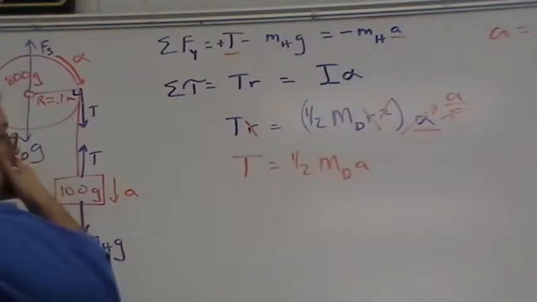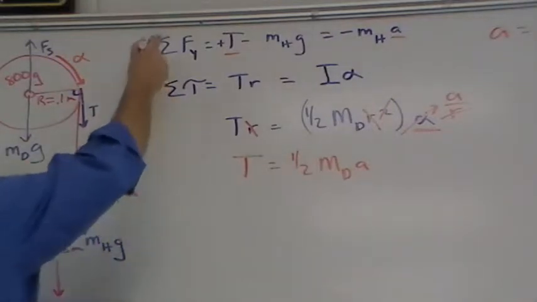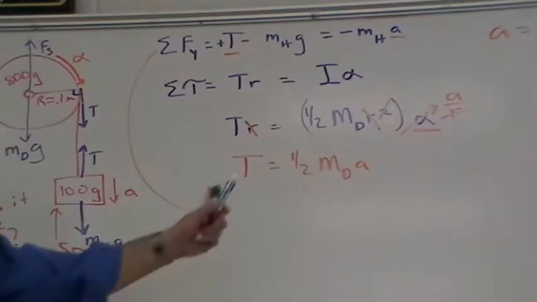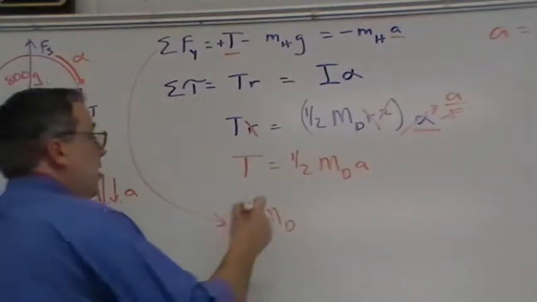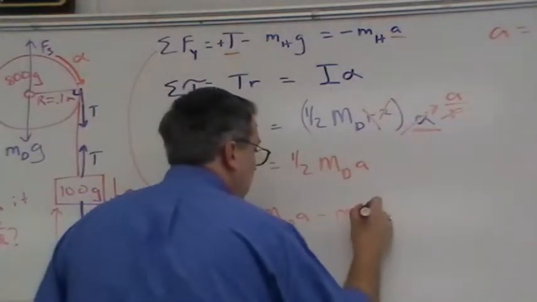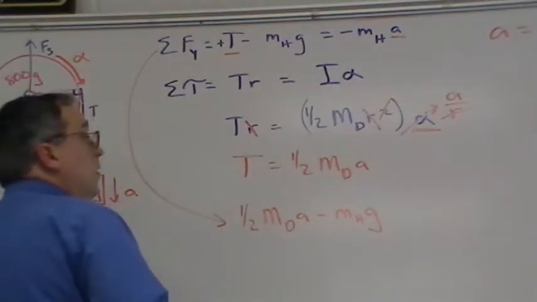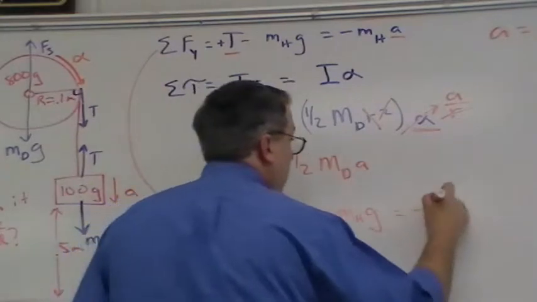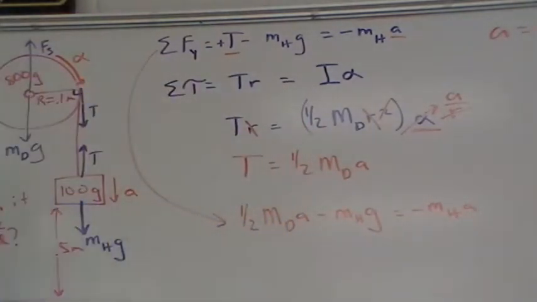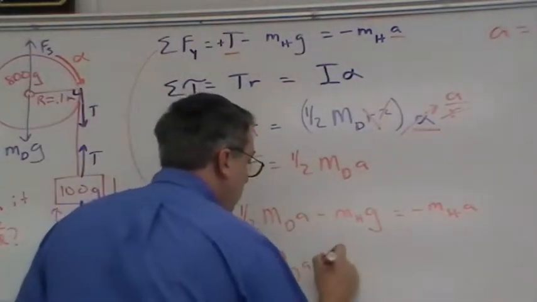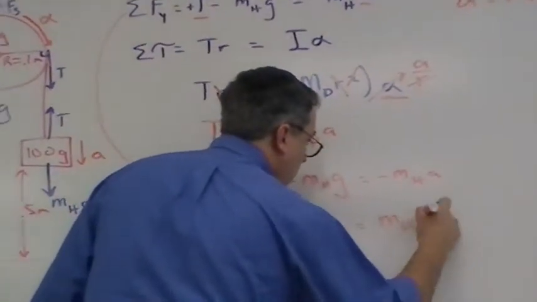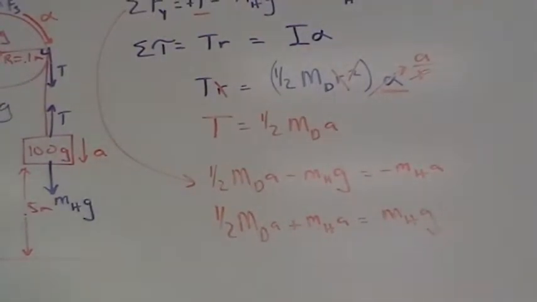Now, if I bring this equation down and I make this substitution into there, 1/2 the mass of the disk times A minus the mass hanging times gravity equals negative mH times A. Okay, rearrange some stuff here. And we can get our A's all together.